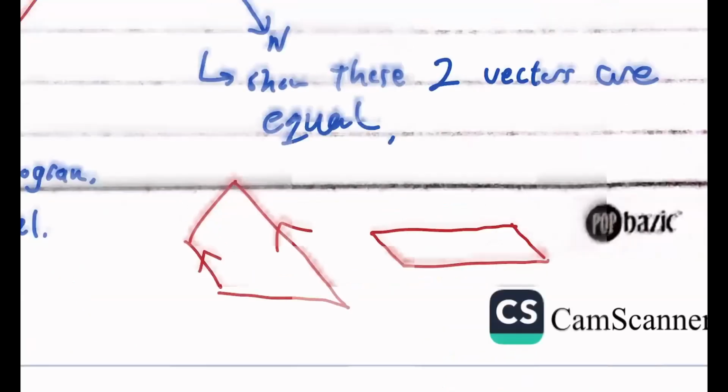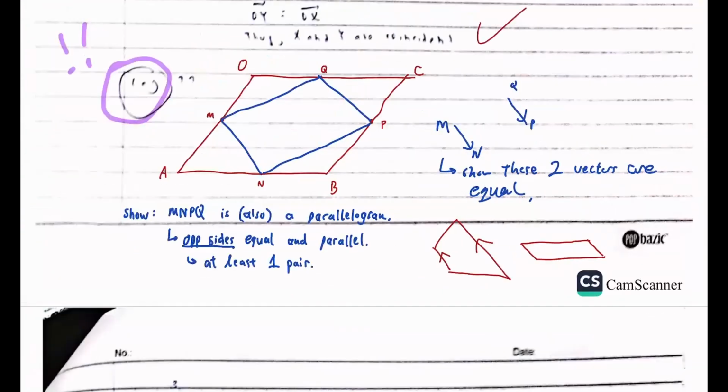But you just need to know that a rhombus is still a parallelogram. A rhombus is a special kind of parallelogram where all four sides are equal. So yes, you just need to show parallelogram. You just need to show one opposite pair of sides are equal vectors. And how do you do that?